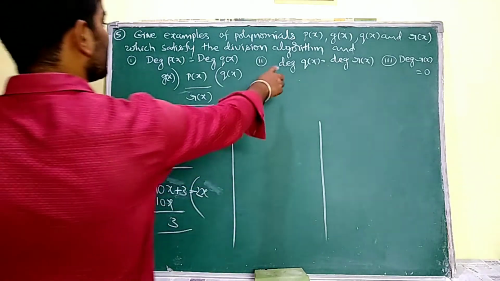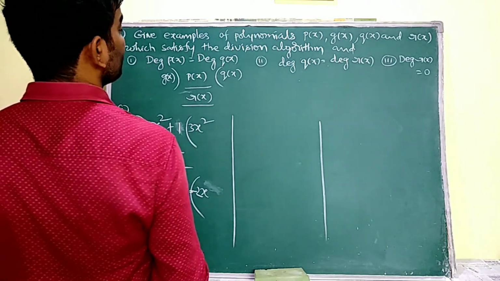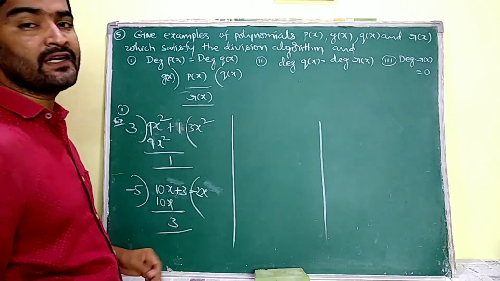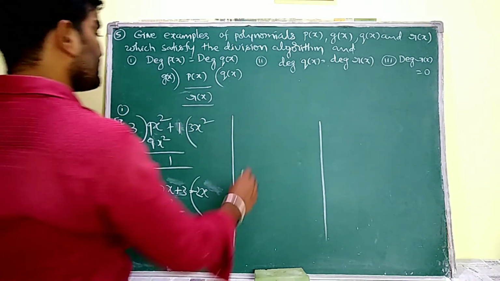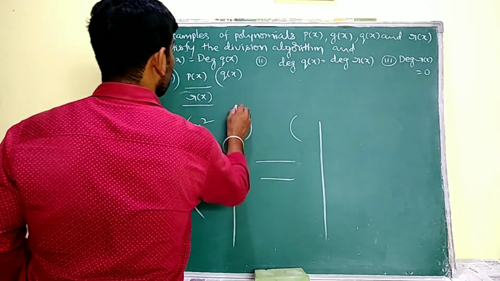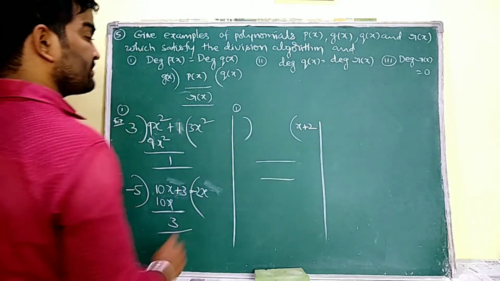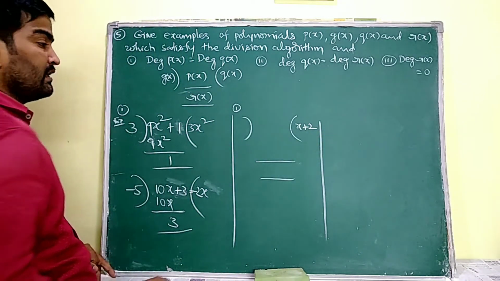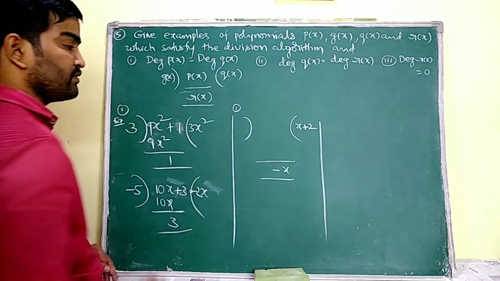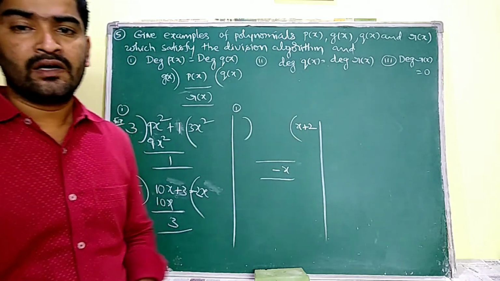Coming to the second question, degree of q of x and degree of r of x are same. See, the degree of the quotient and degree of the remainder are same. That means firstly we have to assume the degrees. For example, here I am going to write the quotient as x plus 2. That means its degree is 1. Now here also you may write x minus x, let us suppose. That means you know the quotient and also you know the remainder.